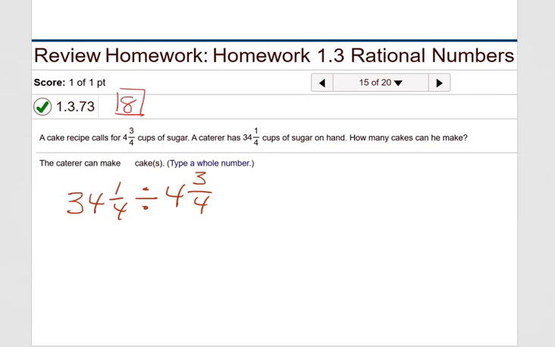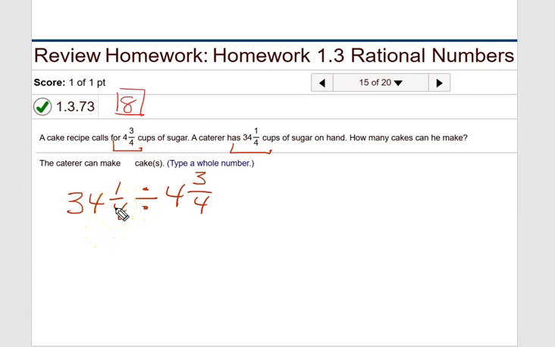Now for number 8, list that on your paper. It takes this many cups of sugar, and the caterer has this many cups on hand. So how many cakes can this baker make? Well, we have to take our total and divide what it takes for each cake. But these are mixed numbers, so we have to change them to improper fractions.